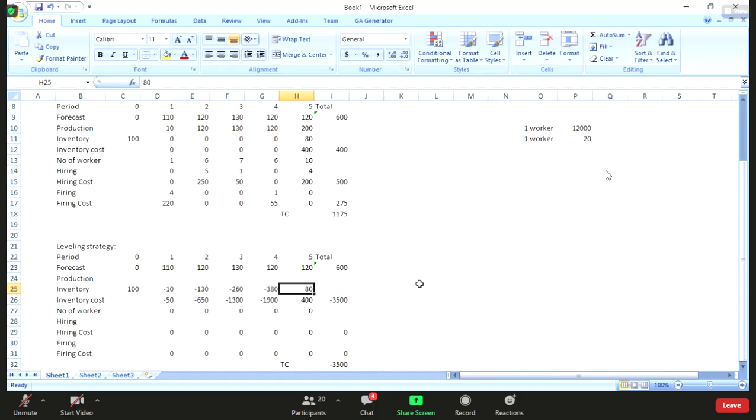580. Correct, 580 units. I write here, 580 units. Then, if we use leveling, it means we need to keep our production quantity constant. So we need to calculate the average of this to be distributed in every period. We divide this by 5 because there are 5 periods. The production quantity is 116.